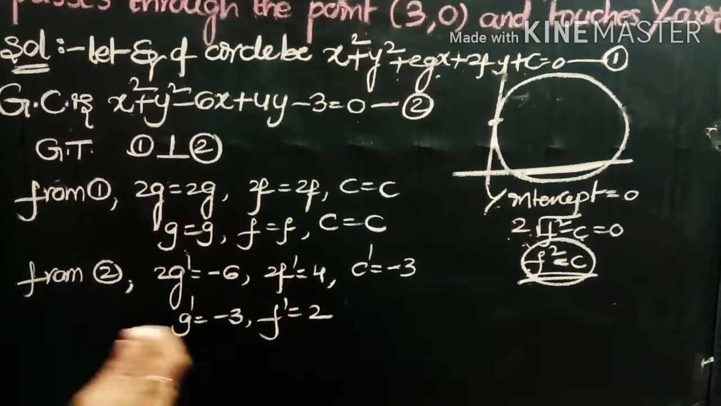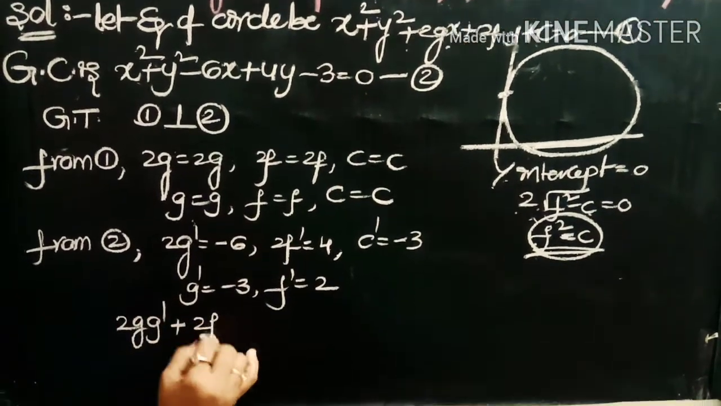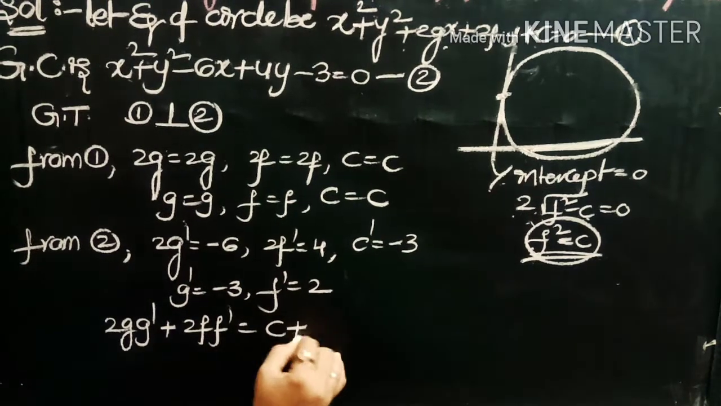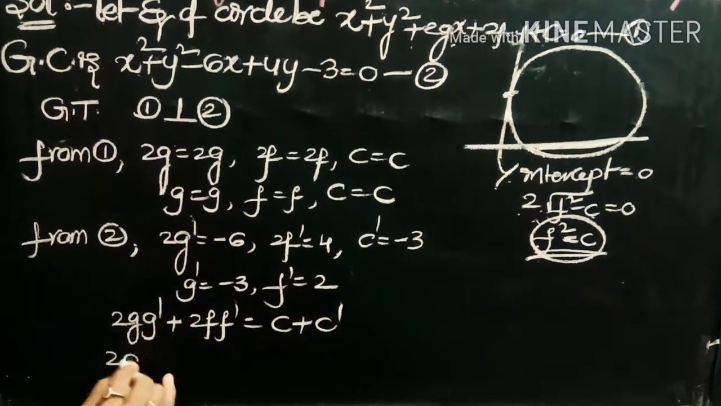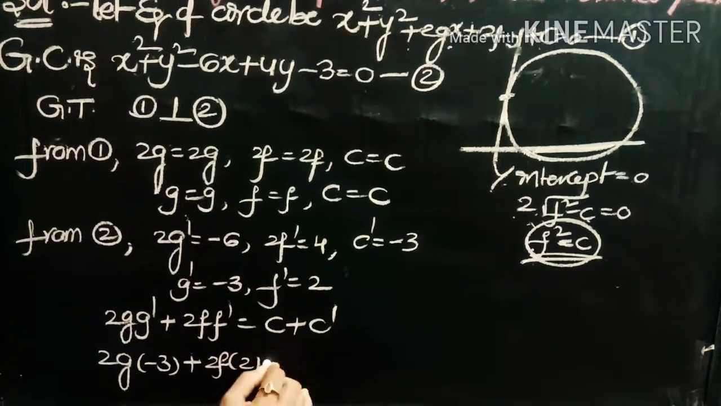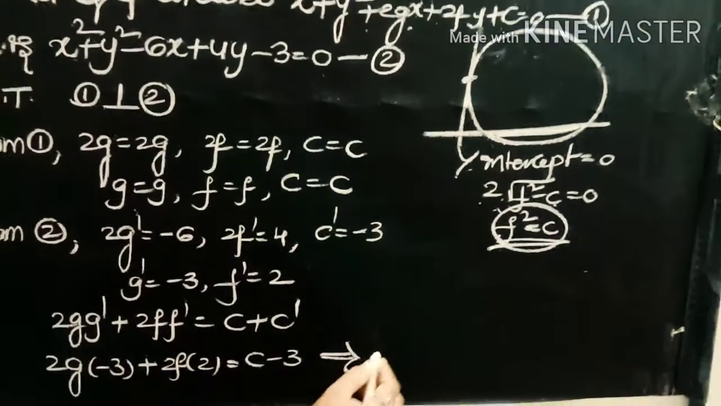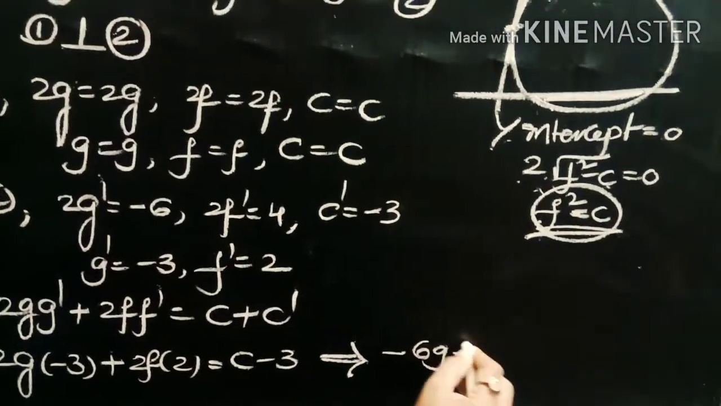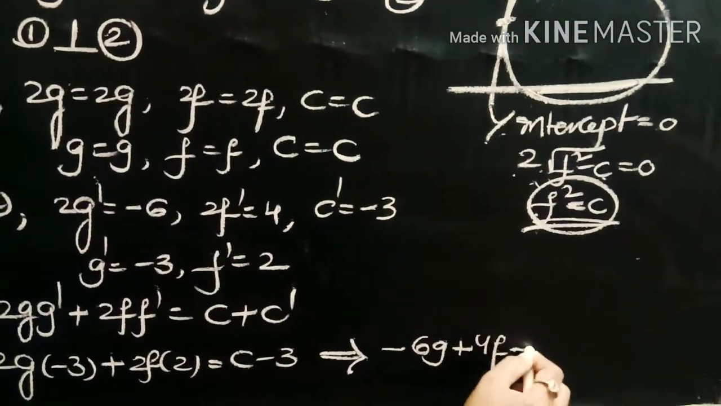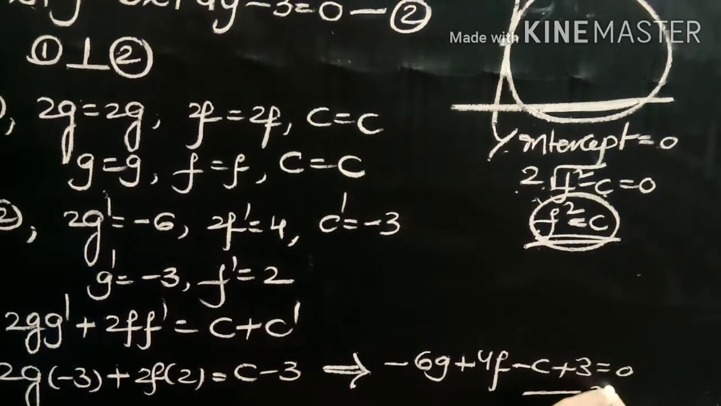Now applying the orthogonal condition, 2g g dash plus 2f f dash is equal to c plus c dash. That is, 2g into minus 3 plus 2f into 2 is equal to c minus 3, which implies minus 6g plus 4f minus c plus 3 is equal to 0. See equation 3.